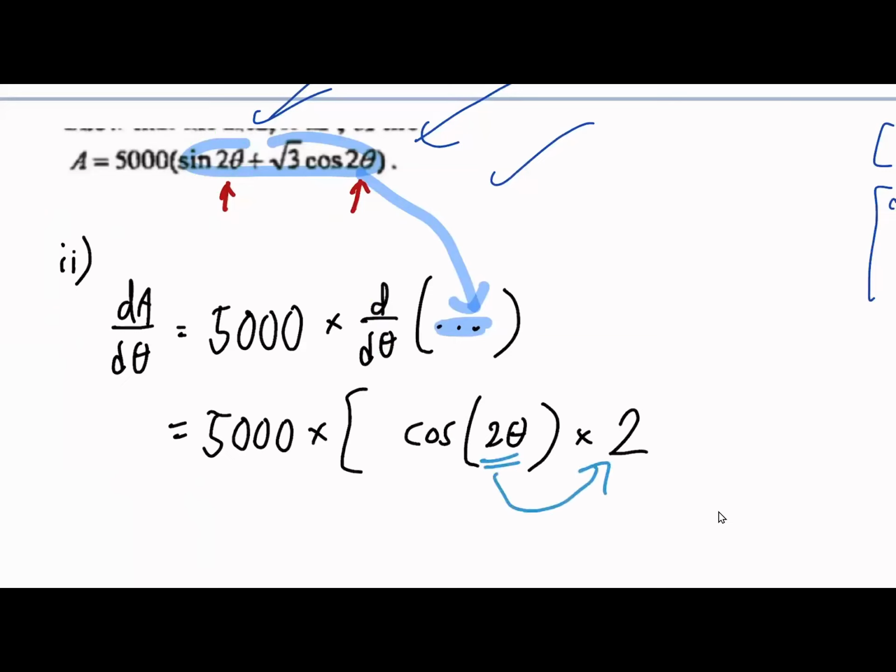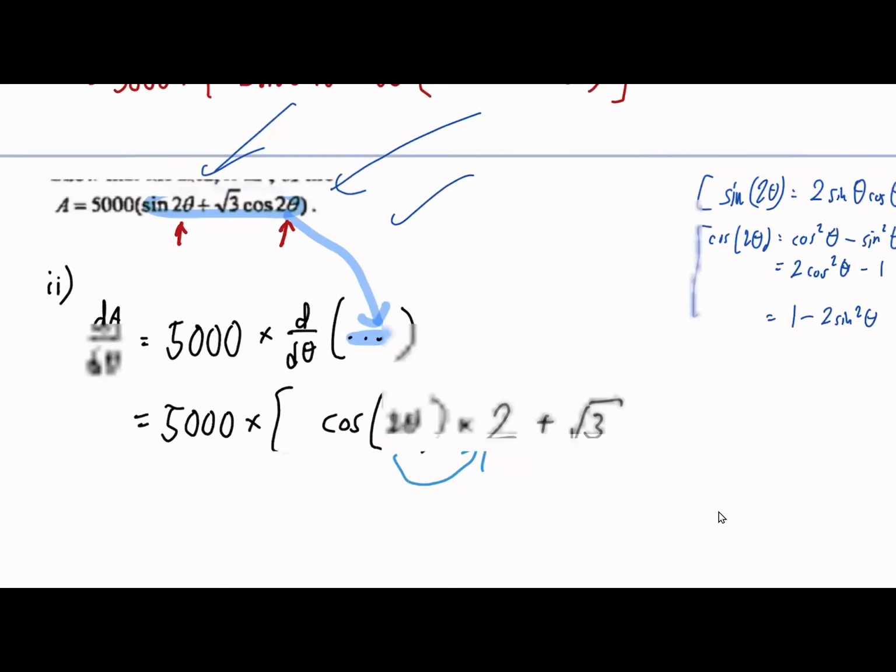Next one. Bring out the positive. Copy the 3. Bring out the root 3 and factor out. Then differentiate the inside. So negative times negative sine 2 theta times 2. Plus chain rule. Very good. Yes, because of the chain rule.